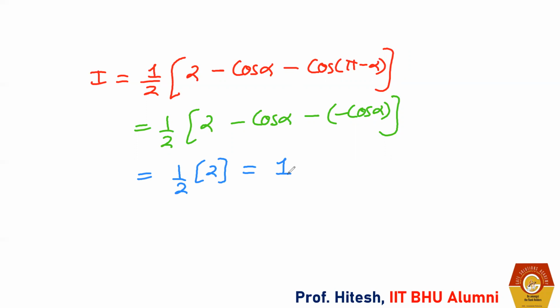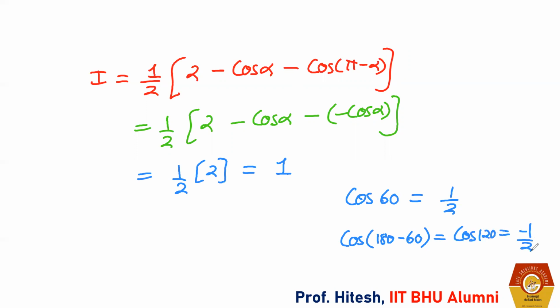Okay, let me check. Cos 60 you know is 1 upon 2, and cos of 180 minus 60, that is pi minus, so it is cos 120, and cos 120 is minus 1 by 2. So cos theta is equal to minus cos of 180 minus theta. Okay, let me move to the next property, next question.